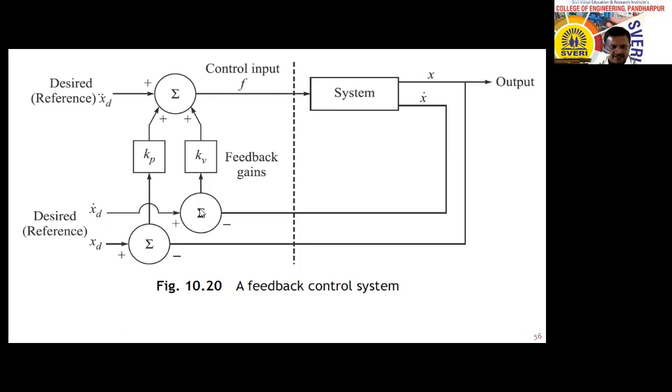Here the summation may be plus or minus. It is multiplied by x, therefore x dot into Kv, and here x into Kp. Here xd is input, and here x dot d is input. Therefore, this is nothing but a feedback control system.